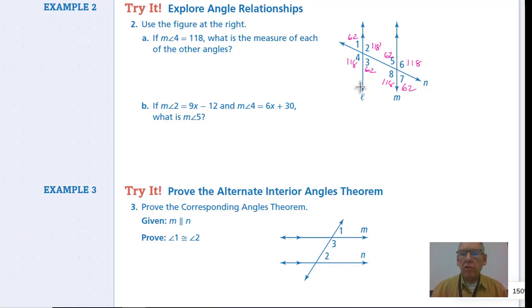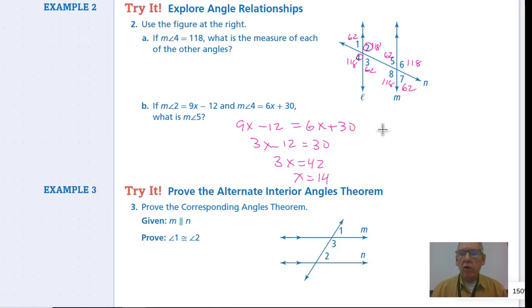If the measure of angle 2, so we're talking about angle 2 now, and angle 4. Now angle 2 and angle 4 are a pair of vertical angles, so these are going to be congruent to each other, which lets me set their measures equal. So 9x minus 12 is equal to 6x plus 30. So take away 6x from both sides and add 12 to both sides. 3x is 42. x is going to be 14.